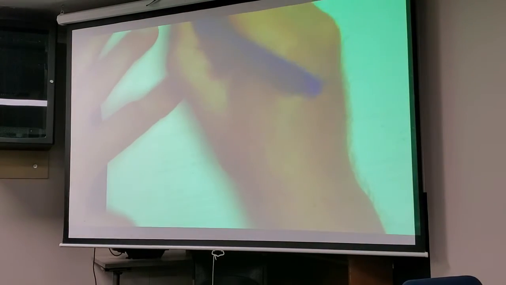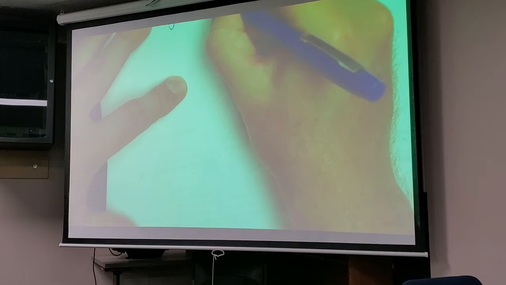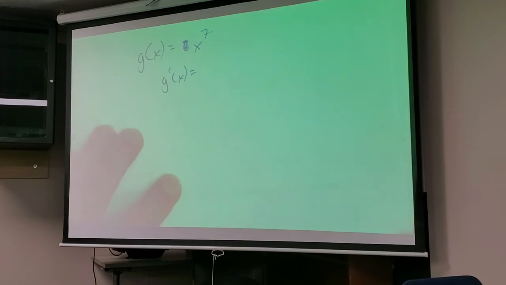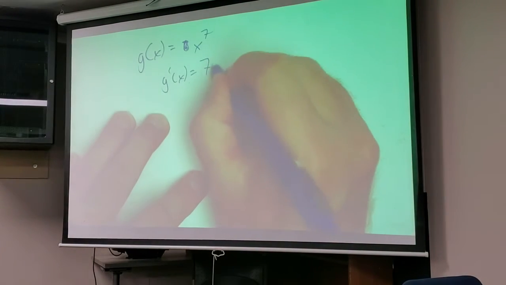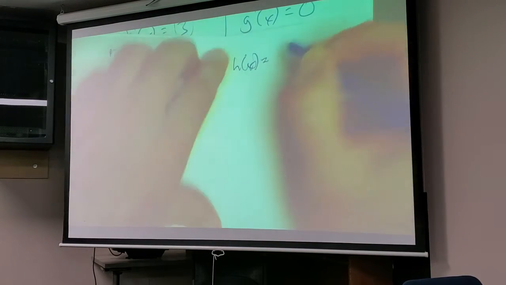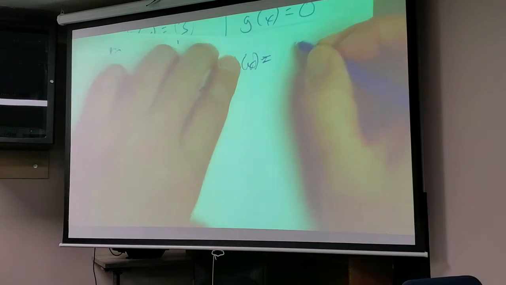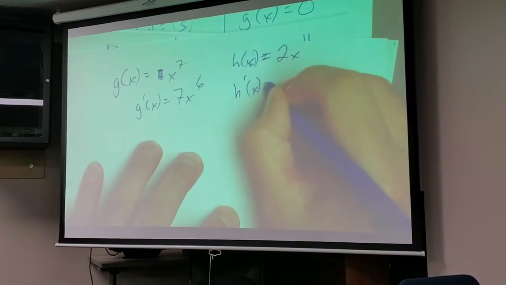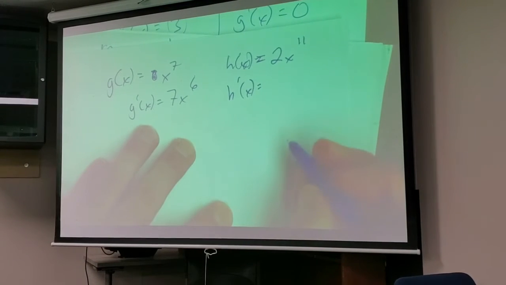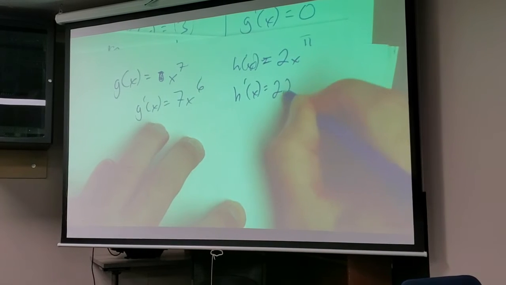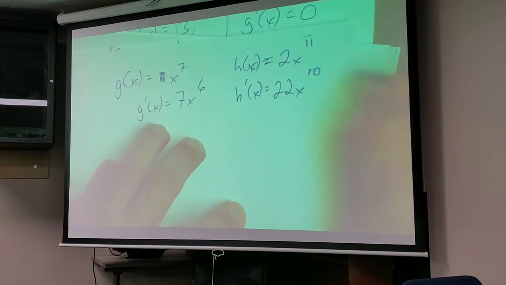If I have g of x is x to the 7th, what's g prime of x? 7x to the 6th. What if I have h of x is 2x to the 11th? What would h prime be? Right, of course, because the 11 comes down. There's already a 2 there. X to the 10th.